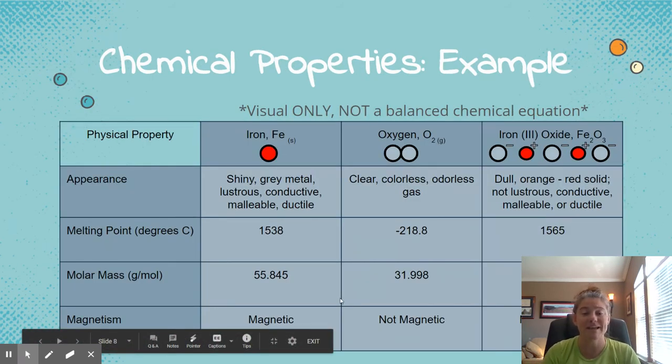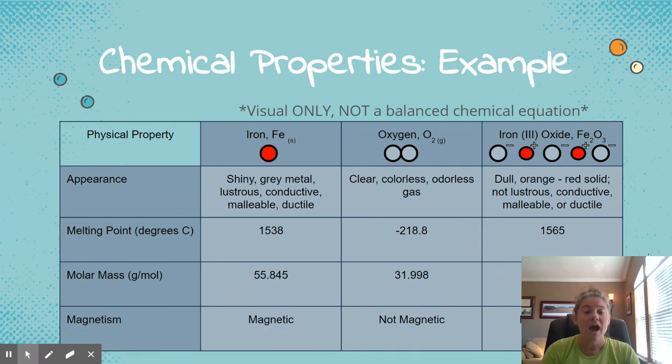Chemical properties example, and this is only a visual at the top. This is not a balanced chemical equation. We'll be doing that in the next unit as well. So if I'm looking at physical properties, I can look at iron, and I can look at oxygen as they are separately. I can put them together. A chemical change or chemical reaction occurs, and I create iron 3 oxide.